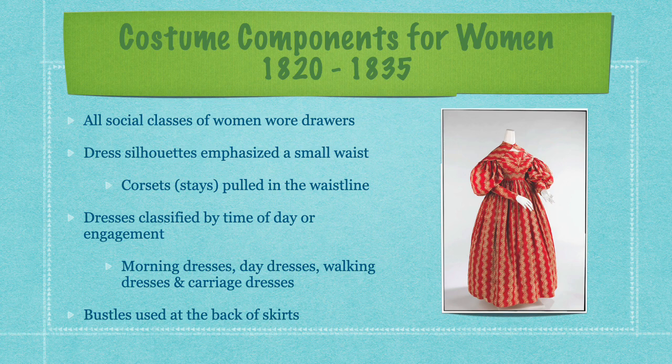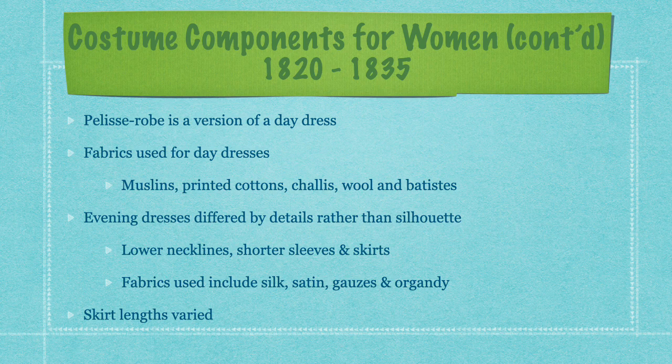Bustles were used at the back of skirts to create fullness. The pelisse is a robe or a version of a day dress. Fabrics used for day dresses included muslins, printed cottons, challis, wool, and batiste. Evening dresses differed by details rather than silhouette: lower necklines, shorter sleeves, and skirts. Fabrics used included silk, satin, gauze, and organdy. Skirt lengths varied.